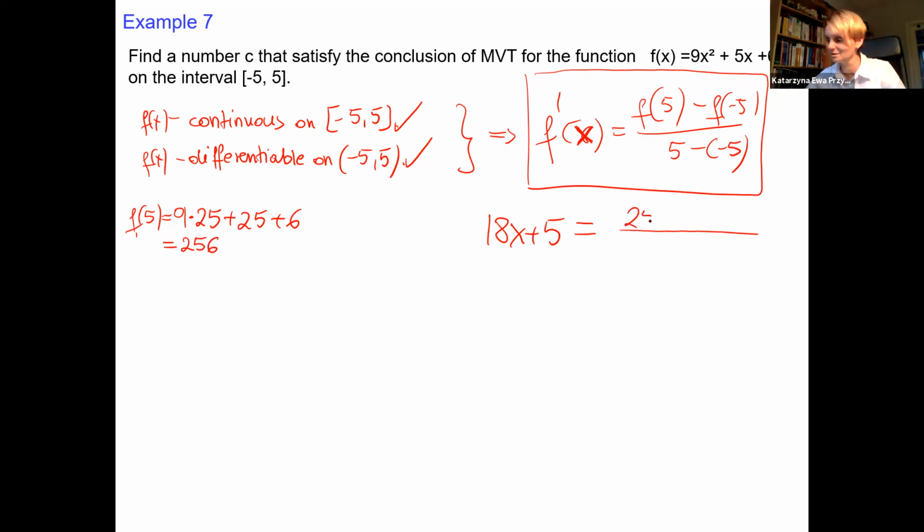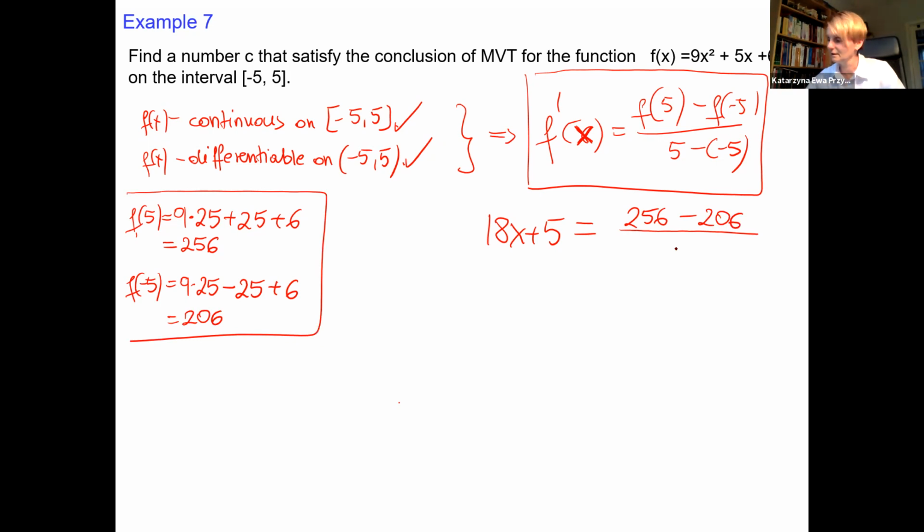Wow, not bad. Now when I substitute -5, we will have again 9 times 25, 5 times 5, 25, but minus. 9 times 25 minus 25 will be 8 times 25. But 8 times 25 is just 50 less than 250, 200, 206. You can probably do it a little bit slower or even faster, and you will also get these values. Okay, 18x plus 5 equals 50 over 10. 50 over 10 is just 5.